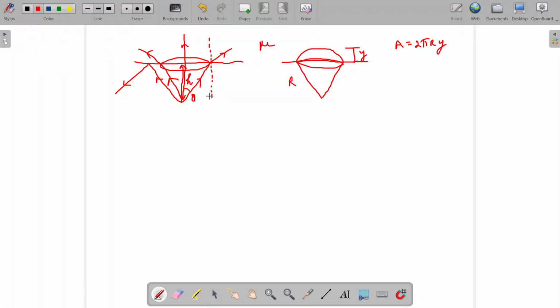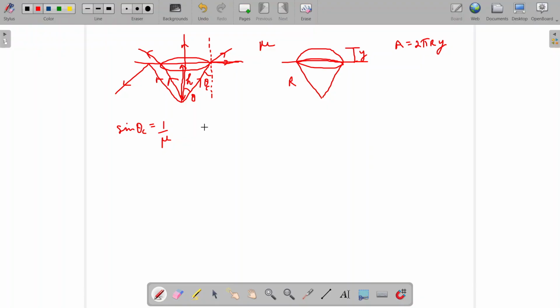So we know that some part of the rays will go outside, some part of the rays get refracted. The part of the rays which get just internally reflected, they are part of TIR. So this angle theta is the critical angle theta c. So we know that sine theta c critical is 1 by mu. That is what we know.